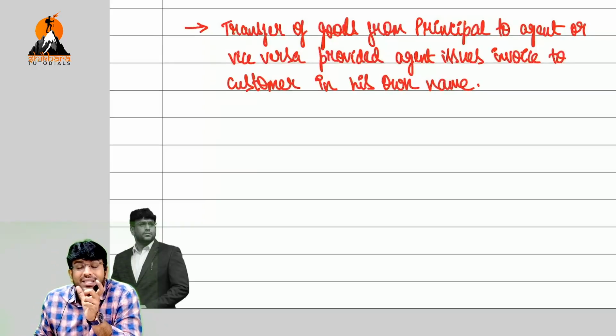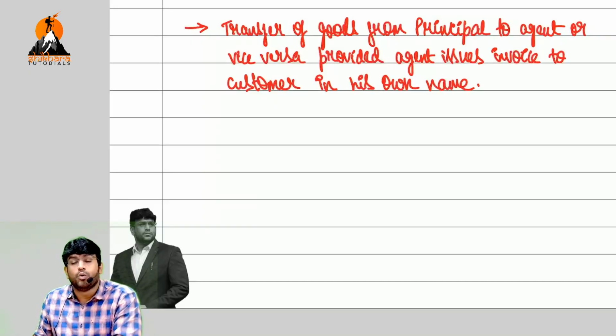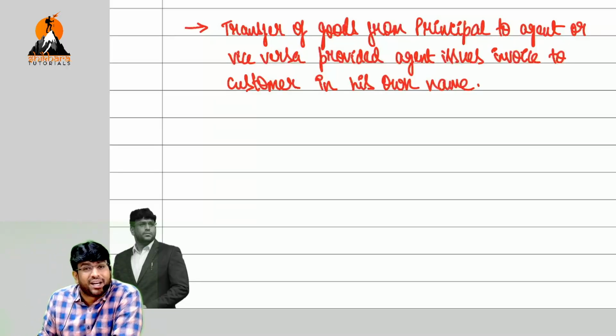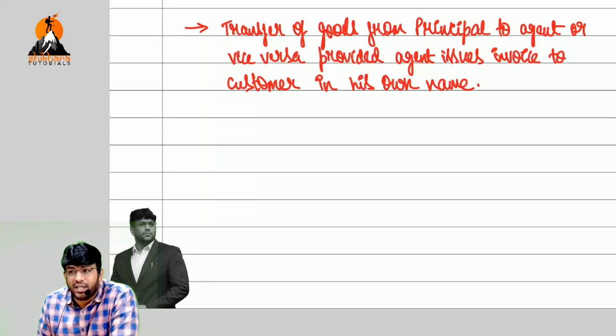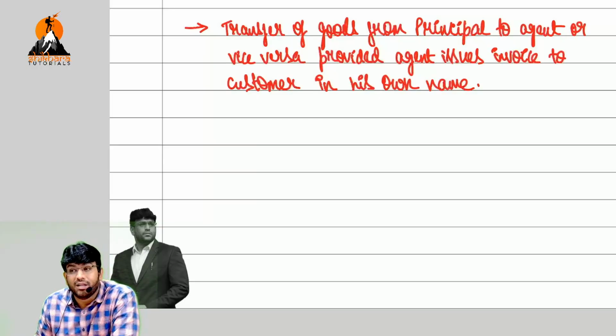What's that line used? Transfer of goods. Are we talking about the word called sale of goods? No, it's a transfer of goods. By whom? From whom? Principal to an agent. In your CMA foundation or inter, you would have heard about something called consignment accounts. In consignment accounts, are we selling the stock? No. What is that we are doing?